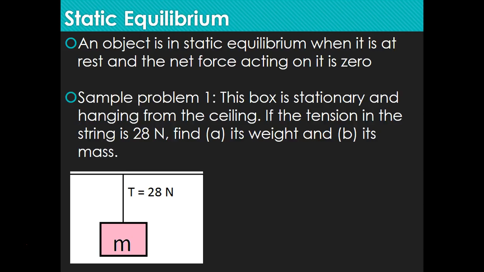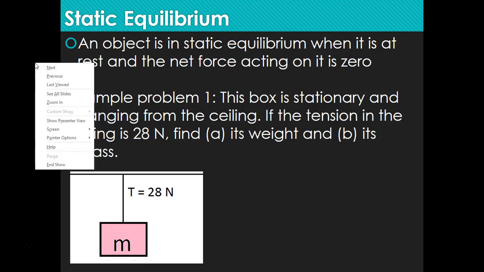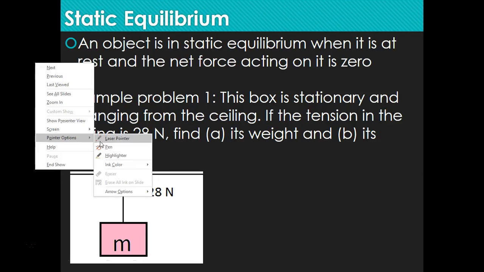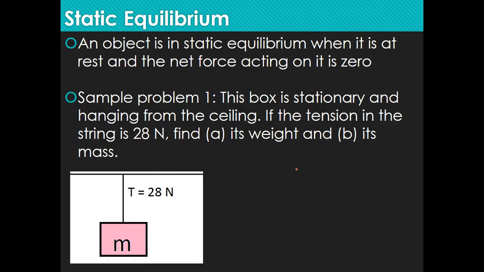Sample problem 1 is pretty simple. This box is stationary and hanging from the ceiling. If the tension in the string is 28 newtons, find A, its weight, and B, its mass. You don't really have to draw a free body diagram for this one, but it's probably a good idea to get into the habit.